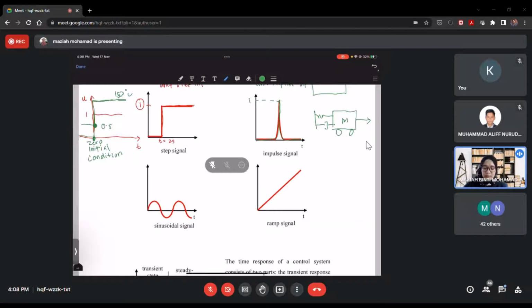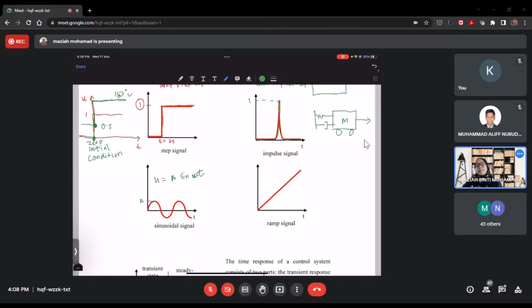The third one is sinusoidal input. Sinusoidal input is when the input is in a sine wave shape. So you may have u equal to A sin omega t.